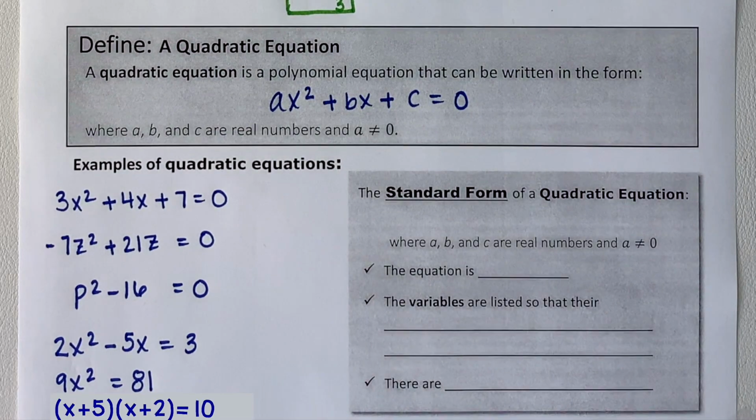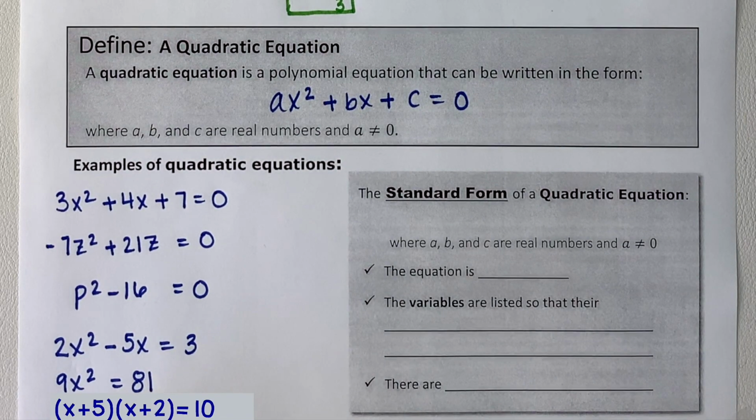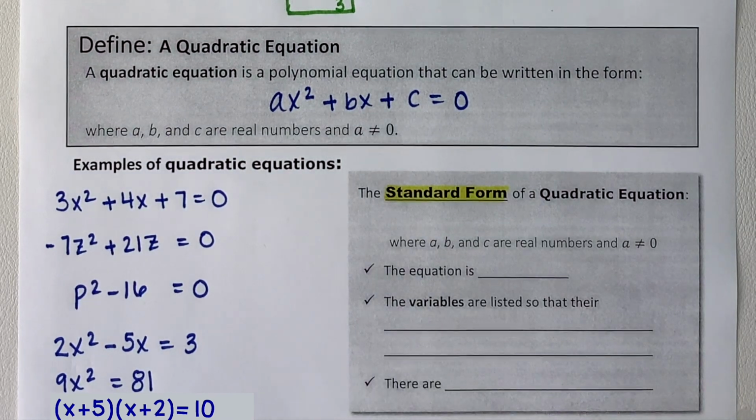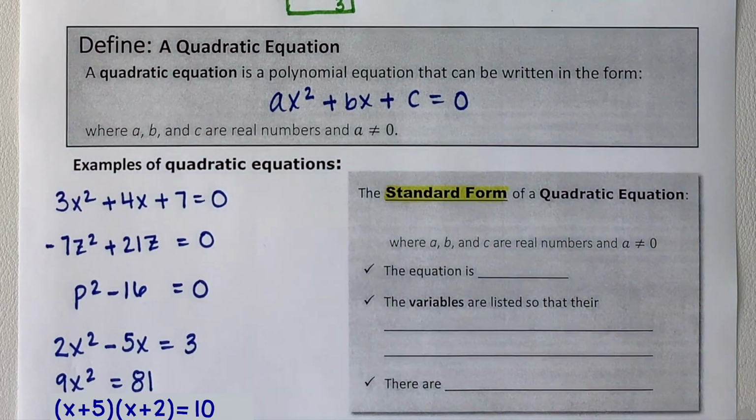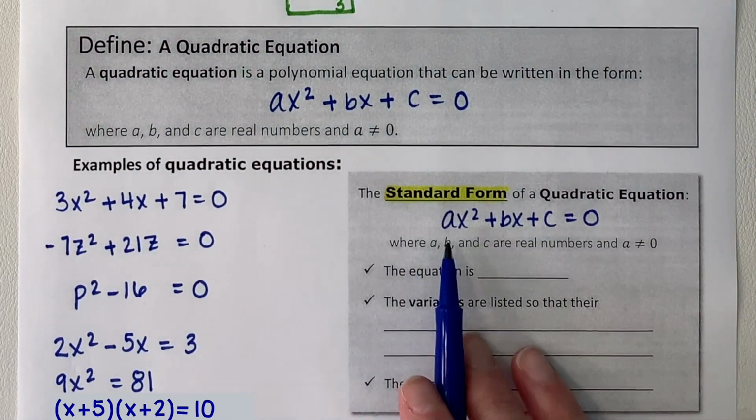Here's another example of a quadratic equation. While you can't immediately see the x squared term here, if you were to FOIL this out, the x times the x would give you x squared. Next, we're going to discuss the standard form of a quadratic equation. The standard form of a quadratic equation will look like this.